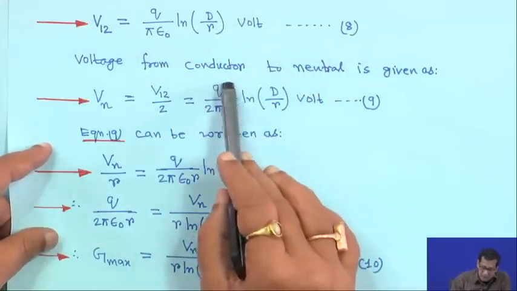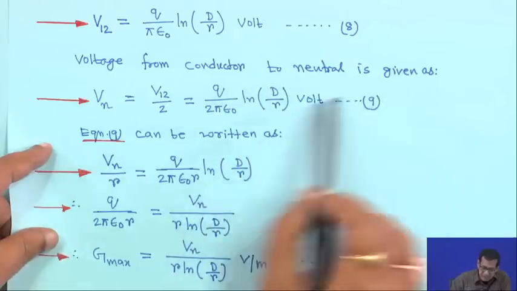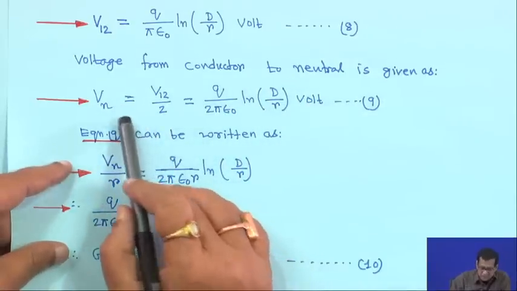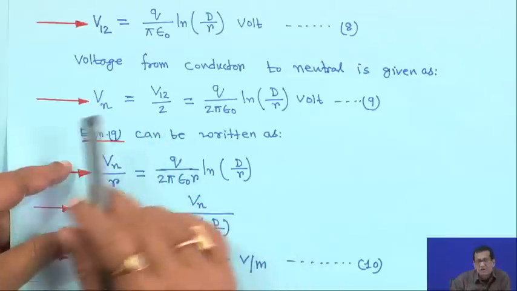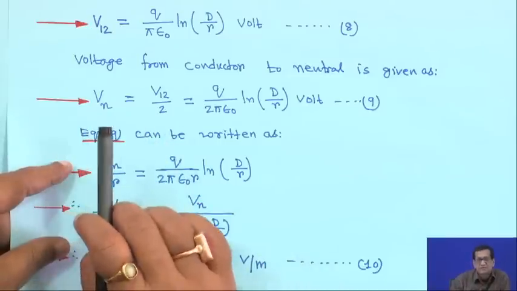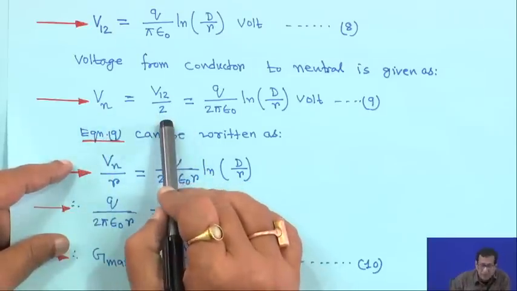Now, the voltage from conductor to neutral is given by, basically it is a single phase line. So suppose the neutral is available, then Vn will be V12 upon 2.